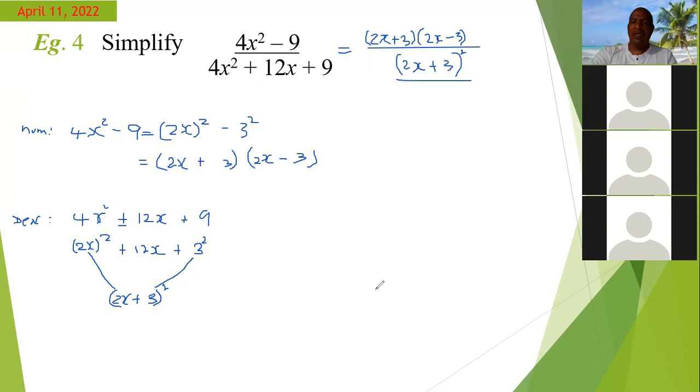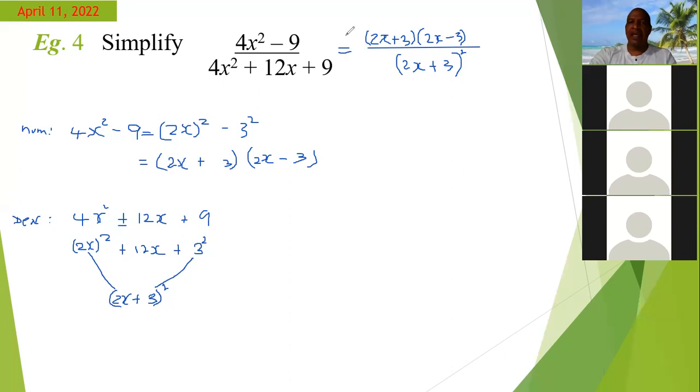Now, the advantage of learning this method is that it's a little shorter, or should I say it's a lot shorter than using the AC. But if you use the AC, you will arrive at the same answer. All right, so with that said, our factors for the numerator, 2x plus 3, bracket 2x minus 3, and then in the denominator, 2x plus 3 all squared.